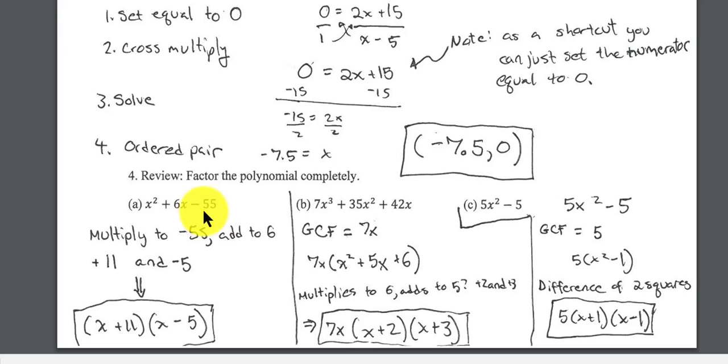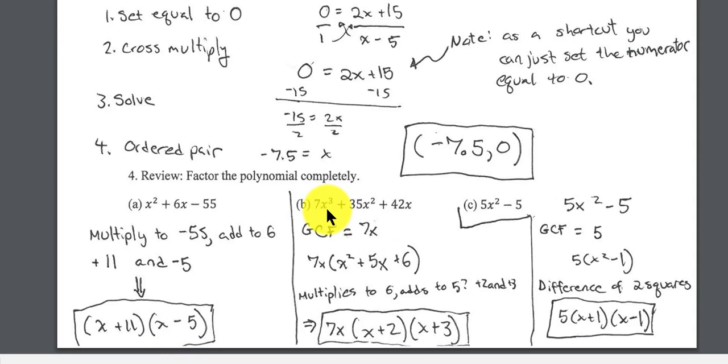And remember, you're going to ask yourself, what two numbers when multiplied give me -55, but when added give me 6? So 11 times -5 is -55. And when I add 11 plus -5, I get 6. So plus 11 and -5 are my two factors, right? X plus 11, x minus 5.